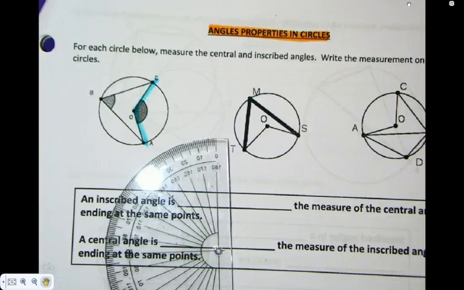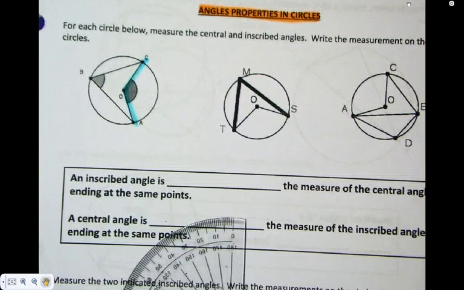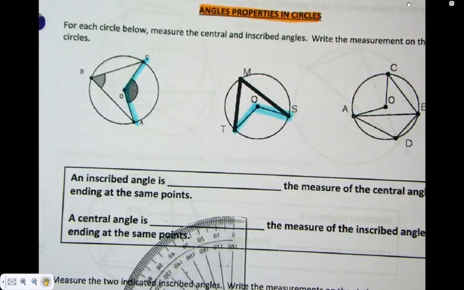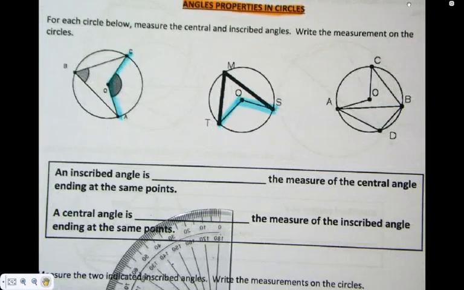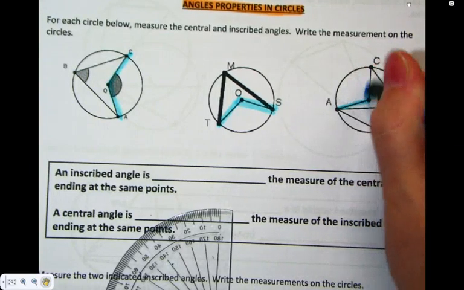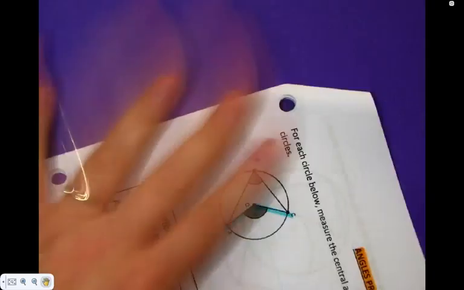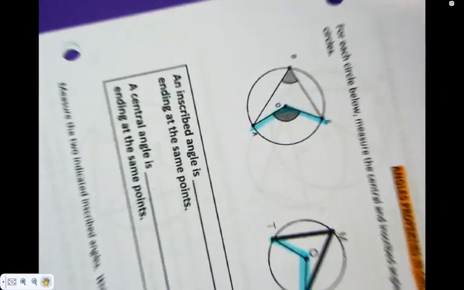So in the first diagram, either COA or OAC is going to be the central angle. Tell me in the second diagram which is the central angle. TOS or? And in the third diagram? So we're going to measure all of those first. I'm going to turn my paper just so it's at the bottom. Zoom in so you can see it.